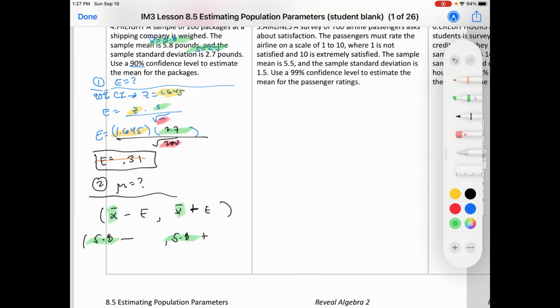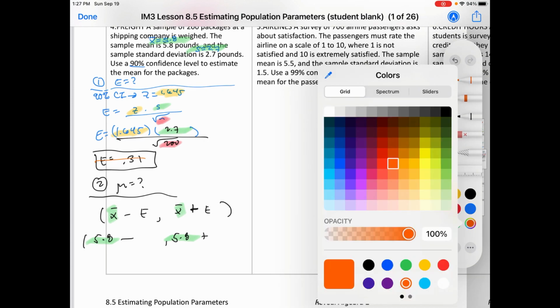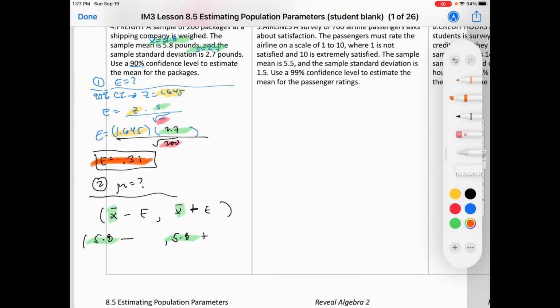Why is it so thick? Why does it do that? 0.31. 0.31. Okay, so 5.8 minus 0.31 will give me 5.49 and 6.11.